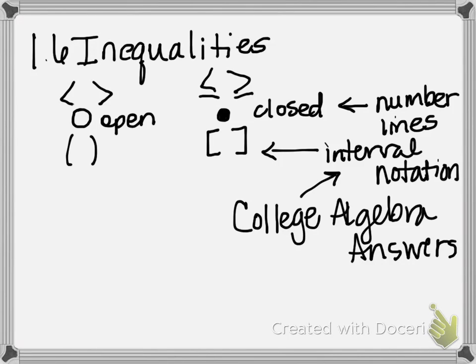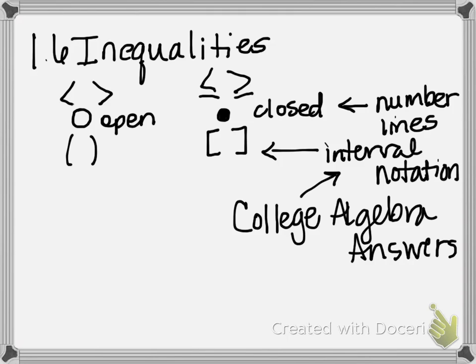Okay, today's lesson is over 1.6 inequalities, and here you're going to see the different types of inequalities, a less than and a greater than. When you graph those, you're going to use an open circle, and then your interval notation should have parentheses. The second type is when you have a less than or equal to or a greater than or equal to. Those are going to be graphed with a closed circle, and those have interval notation that have the square brackets.